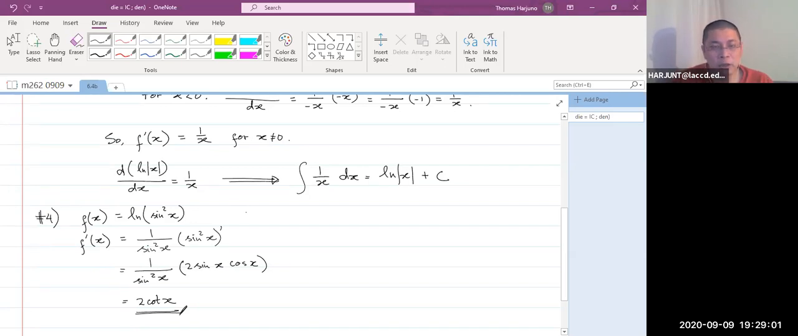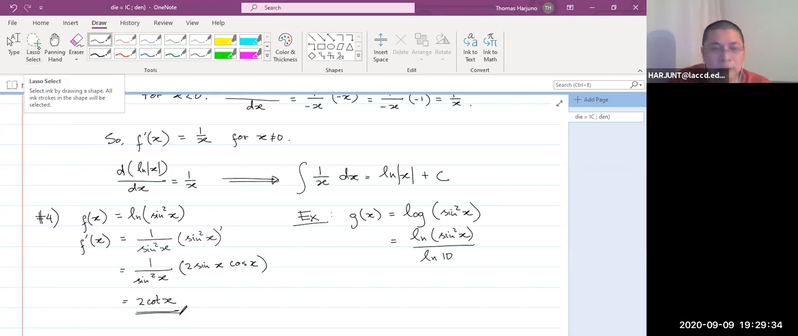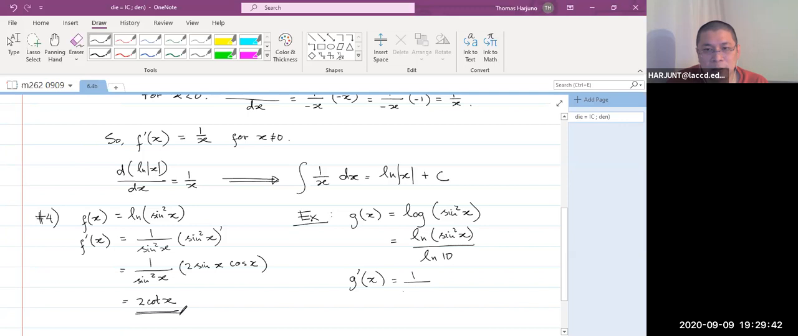Now, what happens if the base is not e? Suppose, for example, I change that question into g(x) equals log of sine squared x. If I don't write the base, then it is base 10, right? Then what I will do first, I do change of base: natural log of sine squared x over natural log of 10. Now you will see that if the base is 10, then the derivative will have the change of base first, right? And then 1 over blah times the derivative of blah. Oops, sorry, there should be a prime there.